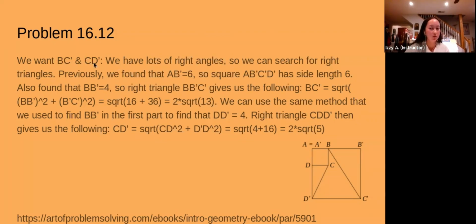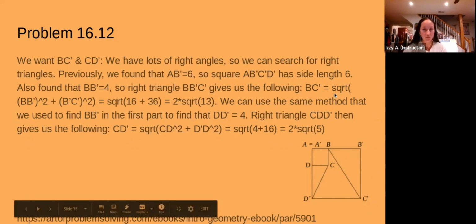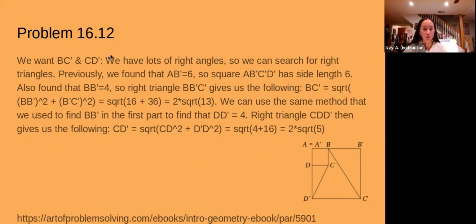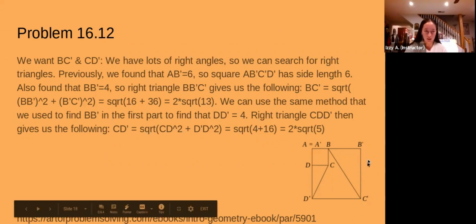So we have lots of right angles, so we can search for right triangles. Previously, we found that AB' is equal to 6, so square AB'C'D' has side length that is equal to 6. And we also found that BB' is equal to 4, so that means that the right triangle BB'C' is going to give us the following, where BC' is equal to the square root of BB' squared plus B'C' squared. Just make sure that you pay attention to when there's an apostrophe and when there's not, so you can figure out the different line segments that I'm talking about.